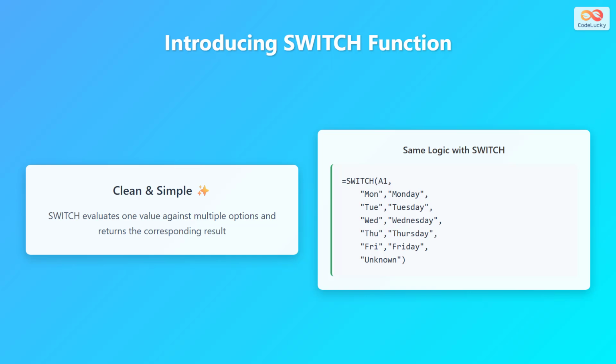Now let's introduce the switch function. The switch function offers a clean and simple way to handle multiple conditions. Instead of nesting IFs, you can use switch to evaluate one value against multiple options and return the corresponding result. On the right, you can see the same logic as before, but now written with the switch function. Notice how much cleaner and more readable it is. The switch function makes your formulas easier to understand and less prone to errors.